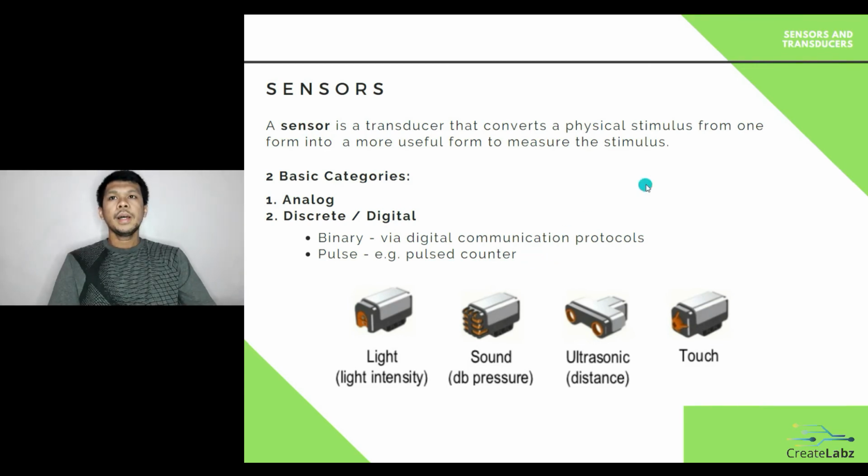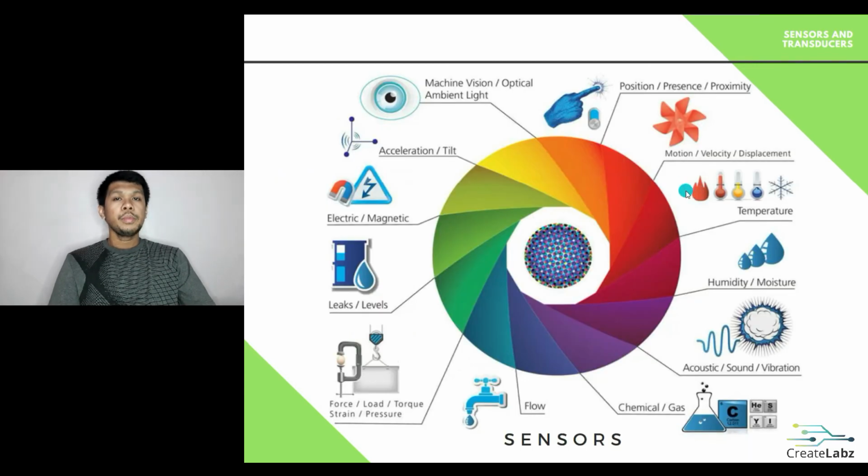Now, let's see some examples of sensors that we can interface with the Arduino. This is not an exhaustive list, but just to give you an idea of the different sensors that we can use or integrate. We have machine vision or optical or ambient light sensors. So you can use a camera to take photos, or a light sensor to measure the ambient light from the sun or the environment. Acceleration or tilt sensors.